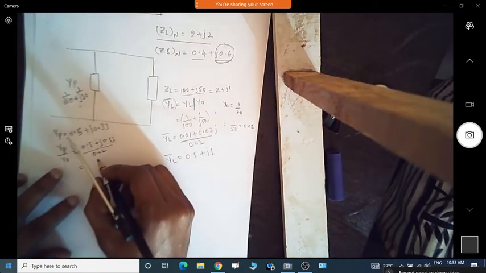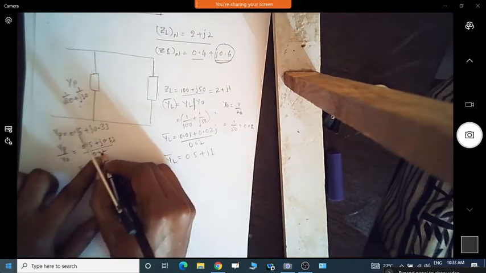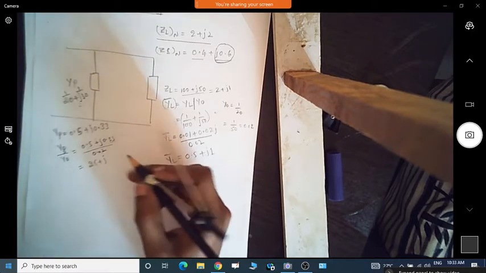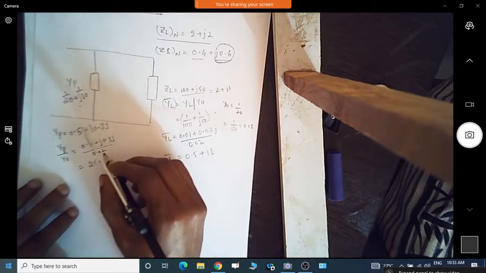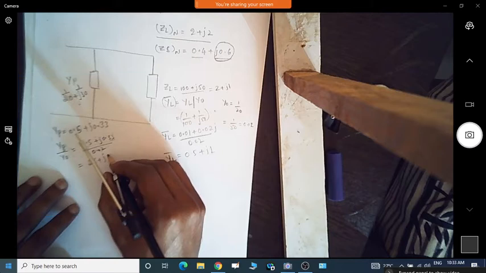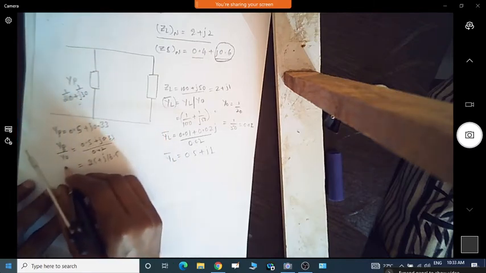Okay, so how much will you get? So 0.5 by 0.02, that is 25, plus j 0.33 by 0.02, that is 16.5 something it will come.